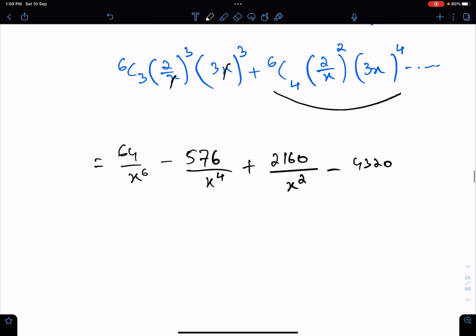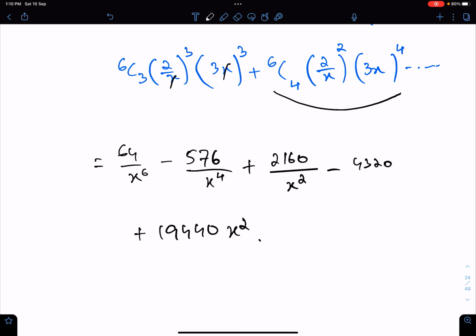So the next term is 6c4. We have to check it. I don't have a calculator, unfortunately. So 3, 3, 2, 2. So 10 times 6 makes 60. So this is 60. And 60 times 4 times 81. I'm using my calculator for this calculation. 60 times 4 times 81. This is 19440, and x square.